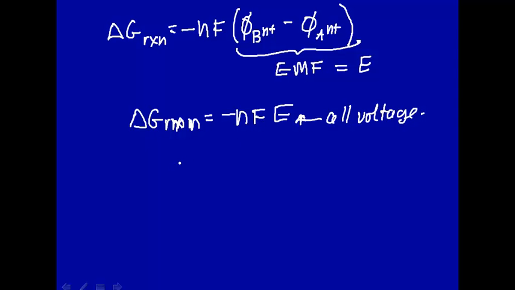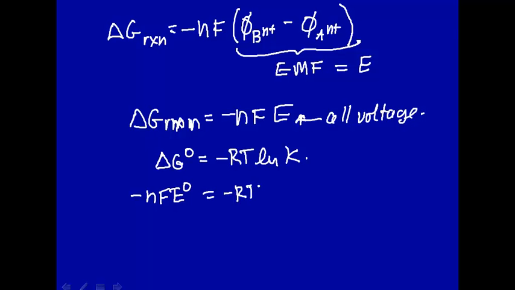Let's just do some things here. Remember that delta G0 was equal to minus RT times the natural log of K. Well, oh look, we can just replace that with minus NF E0, we'll make that standard state, is minus RT times the natural log of K, or in other words, E0 is just equal to RT over NF times the natural log of K. Well, there we go. So E0, you measure standard cell voltage, we'll talk about what standard cell voltage is in just a minute. It's just related to the equilibrium constant. So equilibrium constant is related to free energy, cell voltage is related to free energy.